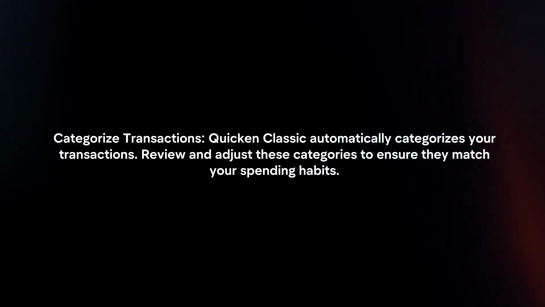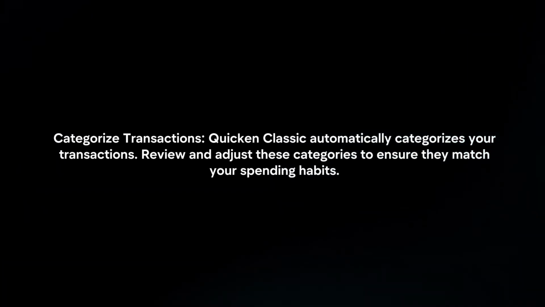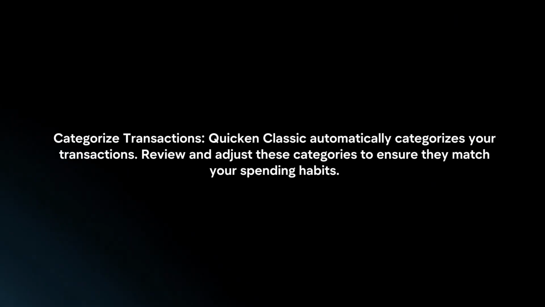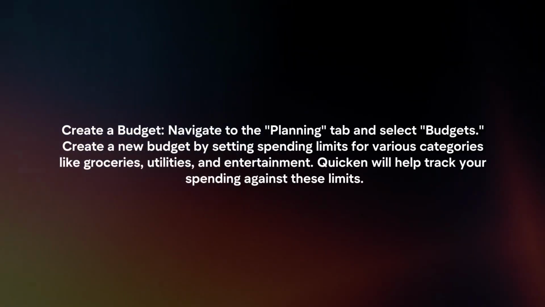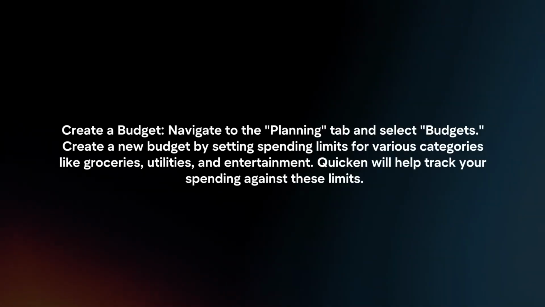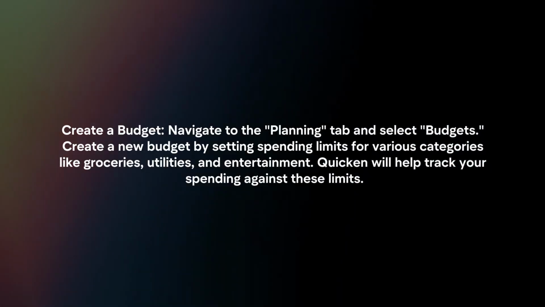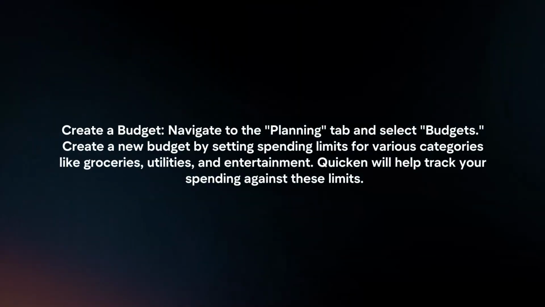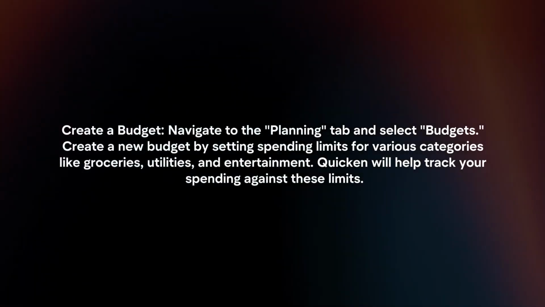Categorize transactions. Quicken Classic automatically categorizes your transactions. Review and adjust these categories to ensure they match your spending habits. Create a budget. Navigate to the Planning tab and select Budgets. Create a new budget by setting spending limits for various categories like groceries, utilities, and entertainment. Quicken will help track your spending against these limits.